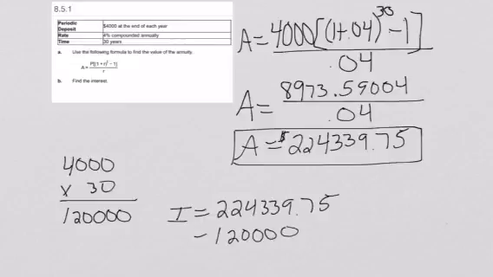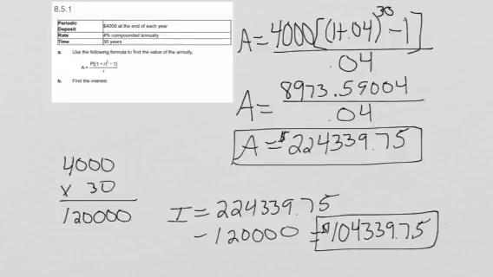Okay, so you take that accumulated total, $224,339.75, and then you're going to minus the $120,000 that we put in ourselves. And what that comes out to be is $104,339.75. And that is the amount of interest that we drew off of the account.